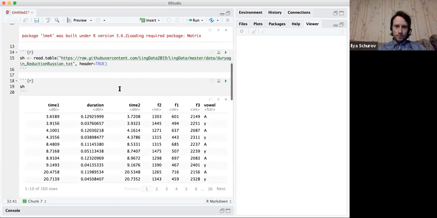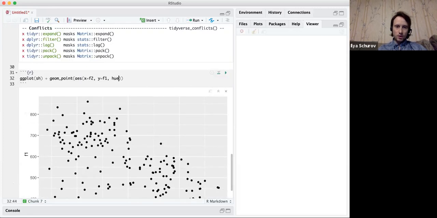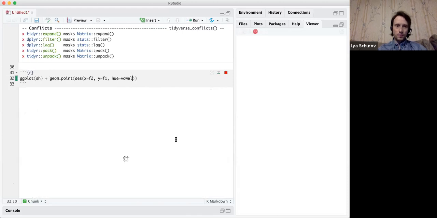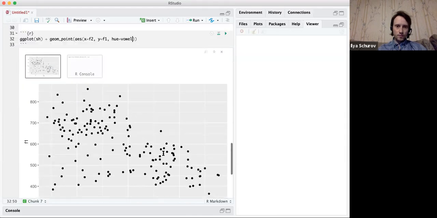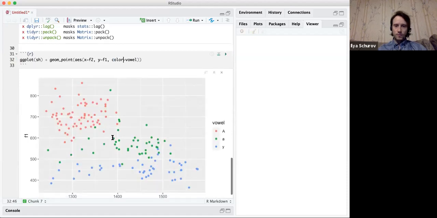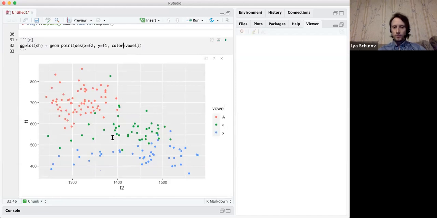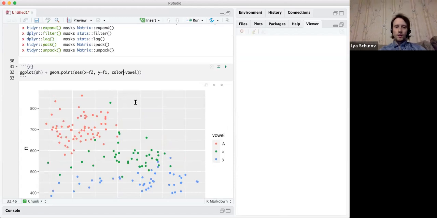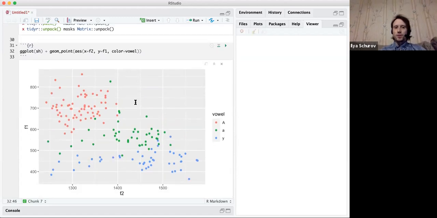So let me add this variable, vowel, to my drawing. Okay. So let us look at this new picture, the picture when we have different types colored with different colors.